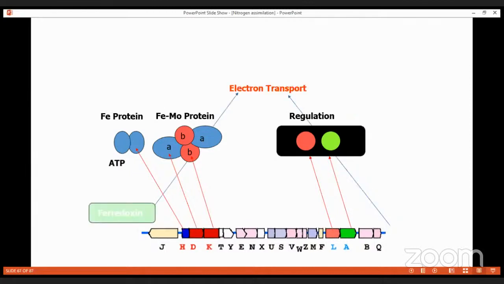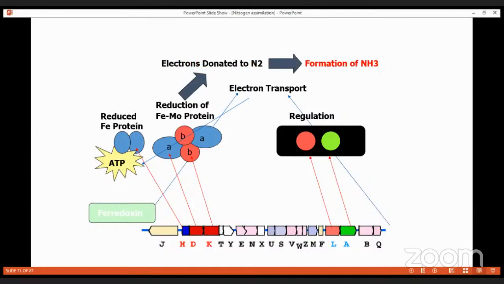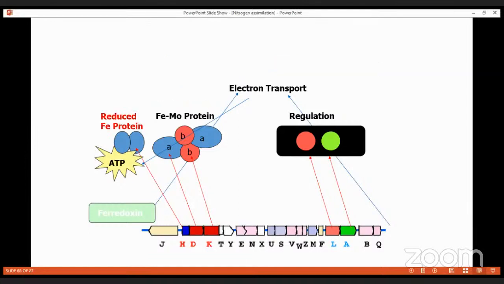Then the ferredoxin is responsible for the electron transport. Then the ATP will reduce the Fe protein subunit. Then the Fe protein subunit reduces the FeMo protein subunit. Then the electrons will be donated to nitrogen and it will be reduced into the ammonium form. So you get this now.